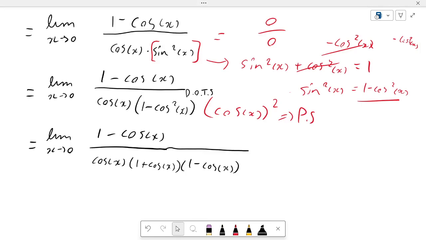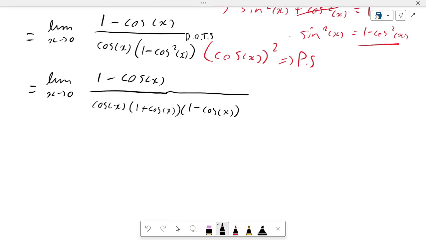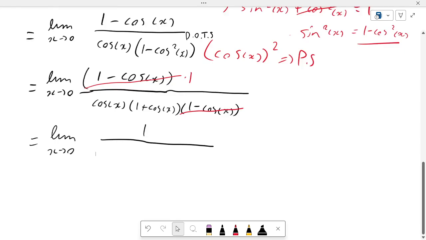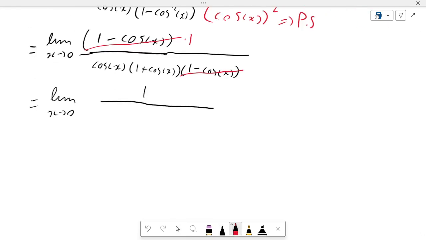And now you can clearly see we can simplify even more. We have 1 minus cos of x, and this can cancel out with this one over here, and this will be 1. Now, limit as x approaches 0, we are going to have 1 divided by, and we don't have to worry about the numerator anymore. Let's just focus on the denominator. We have cos of x multiplied by 1 plus cos of x. So let's multiply the cos of x into the bracket, and we'll get cos of x times 1, which is cos of x, plus cos of x times cos of x, which is just cos square x.